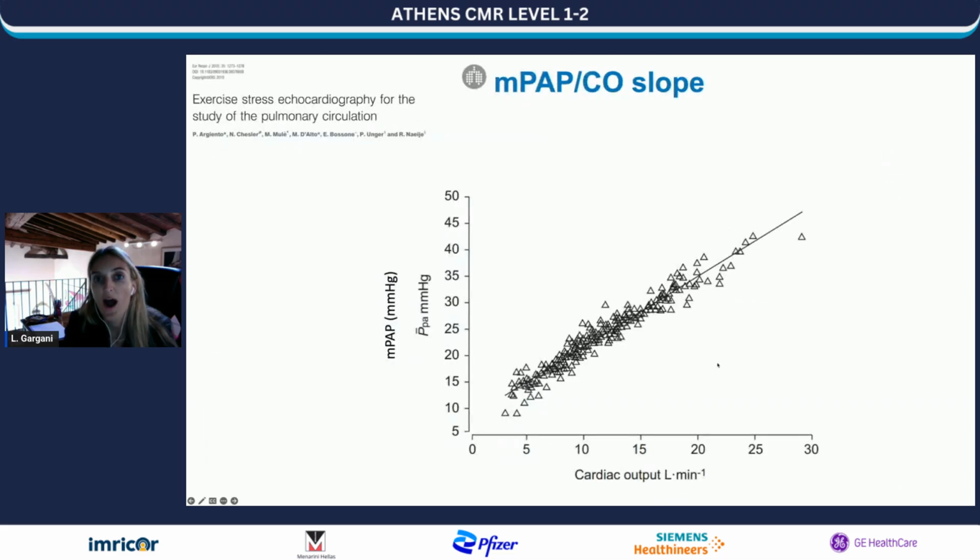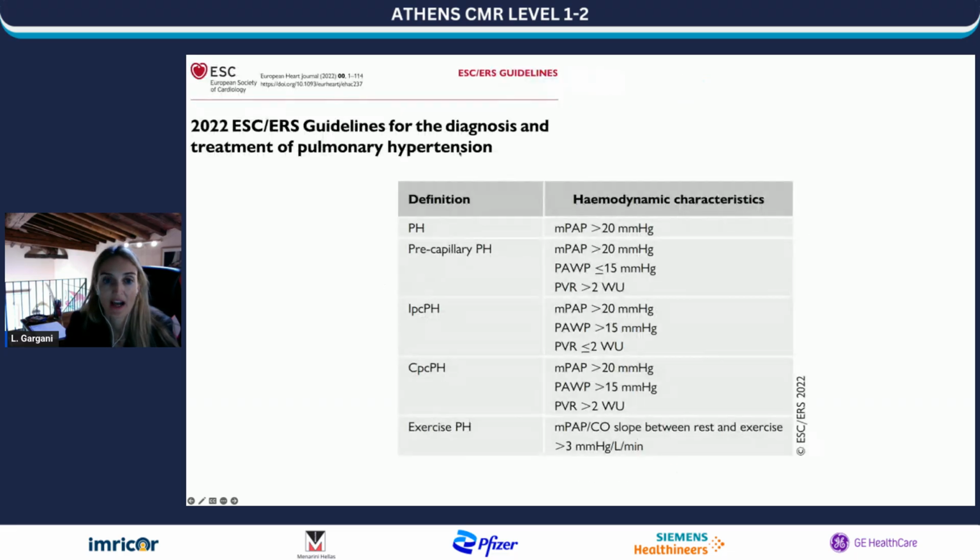And this is why it can be very useful to have the ratio of the mean pulmonary artery pressure over the cardiac output, which is a way to normalize mean PAP for the increase in cardiac output.